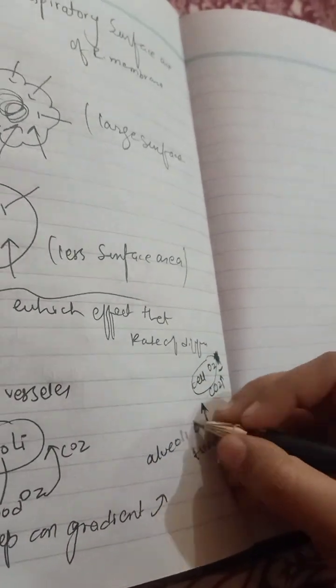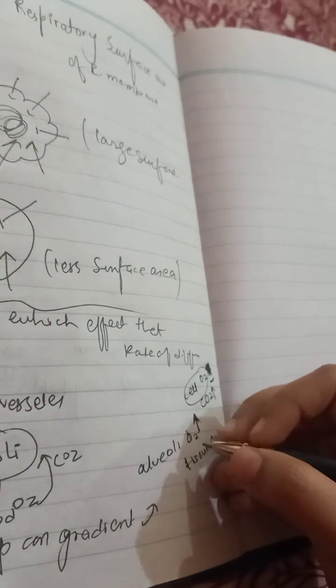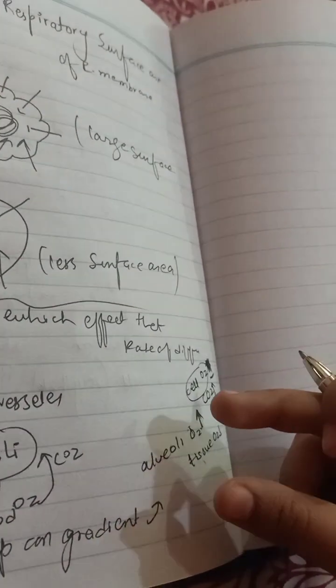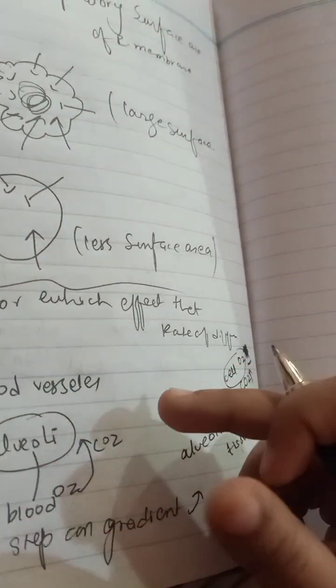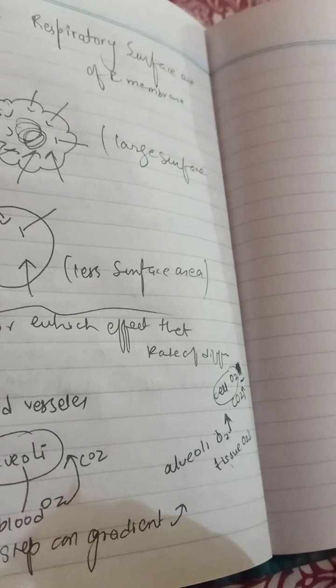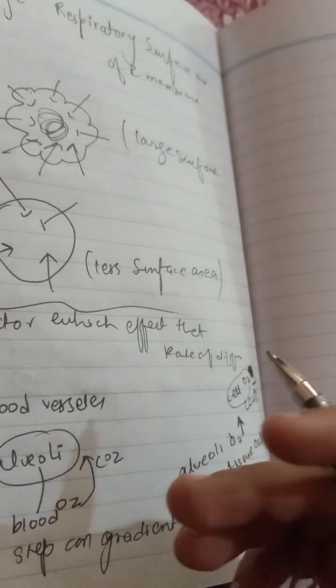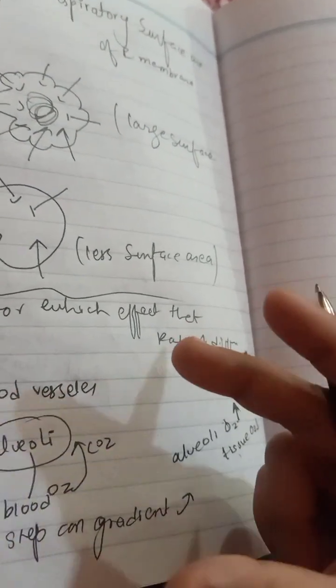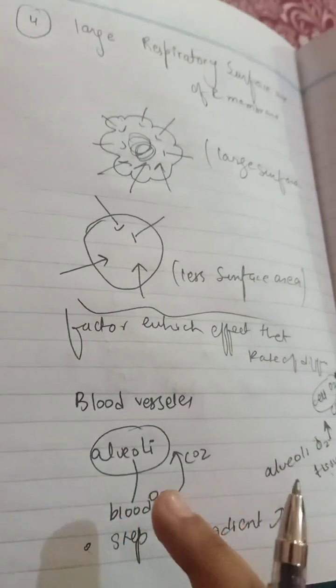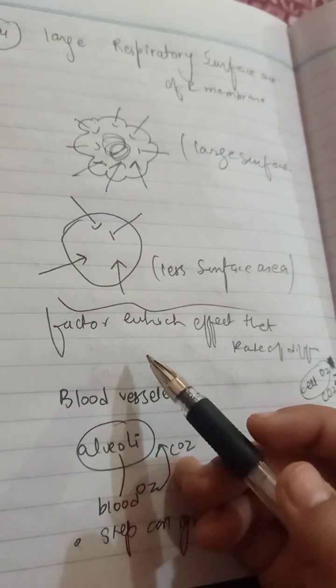So you can see that simple diffusion will always be between two things. There should be a high difference, like opposite. If one thing is greater, the second thing should be smaller. That is the high difference for good exchange, so that should be there. Okay, so this was about the factors which affect the rate of diffusion.